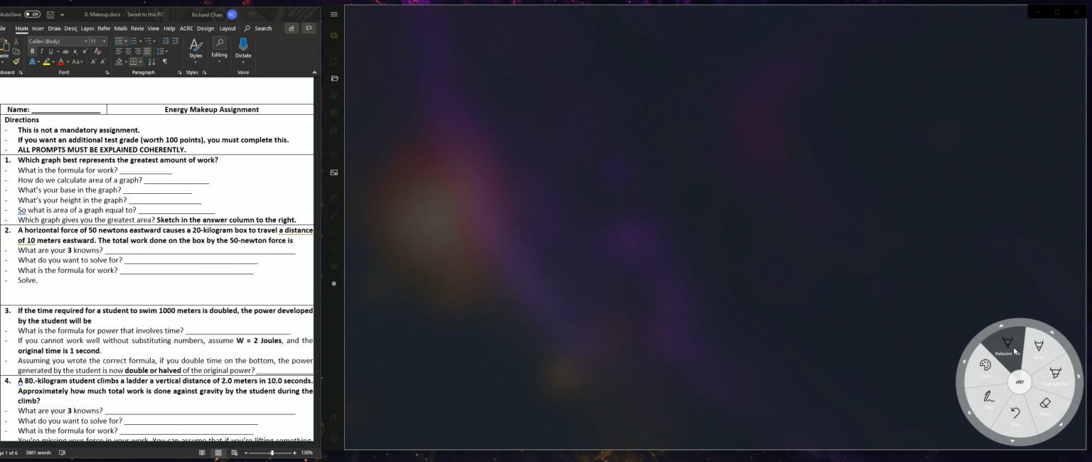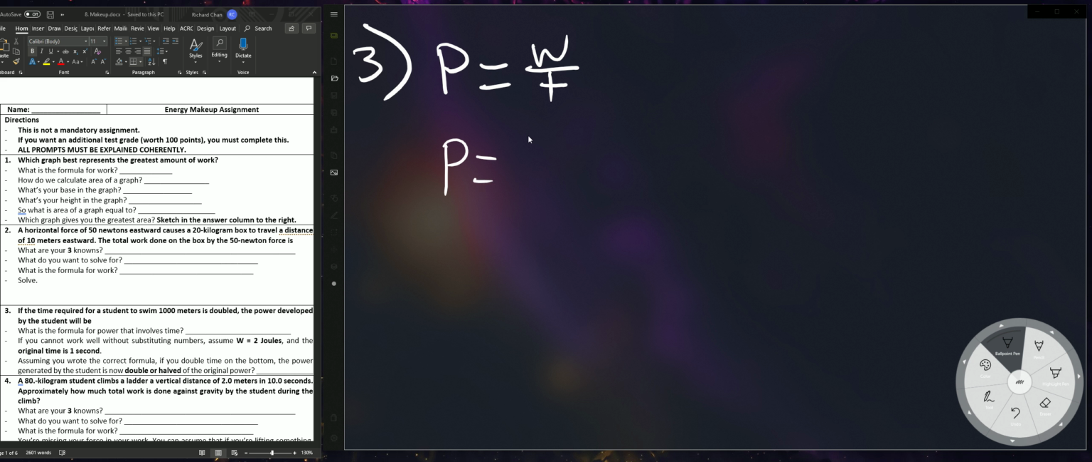Now, if the time required for a student to swim 1,000 meters is double, the power developed by the student will be what? So what is the formula for power that involves time? The formula for power that involves time is gonna be work over T. All right, and so, assuming you got the correct formula, what happens if you double this time? Again, you guys can't really work well without substituting numbers. So let's assume W is 2, and let's assume time is 1. And you get 2 here, so you get a power of 2 watts.